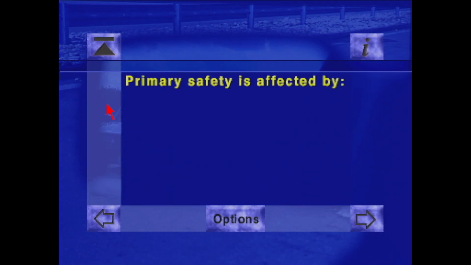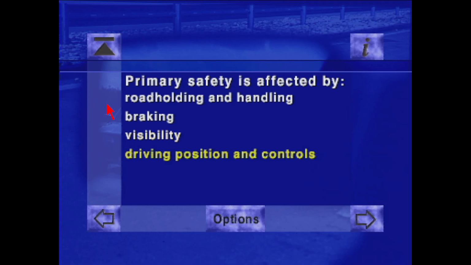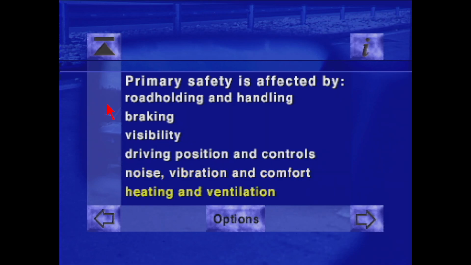Primary safety is affected by a car's road holding and handling. Braking performance, whether it has anti-lock brakes, is a significant factor. Visibility, including the seat height, the thickness of roof pillars, the coverage of the mirrors, the sweep of the wipers, and the range and spread of the headlights. Driving position and controls. Noise, vibration and ride comfort. Heating and ventilation system. The air quality and the climate inside the car influences the driver's level of alertness and ability to concentrate. Even if you've chosen a car that you consider to be safe, you still have to check it for safety defects on a regular basis. Move on to find out what to check.